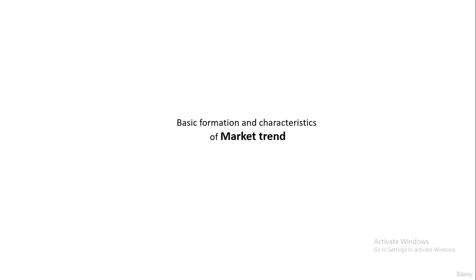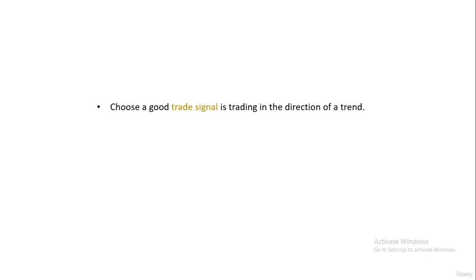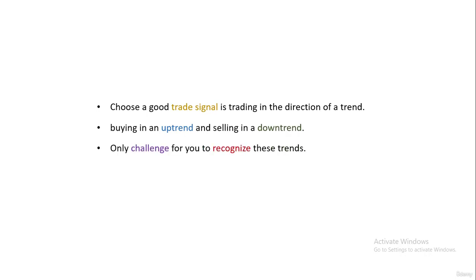Trend analysis is an important area of technical analysis. It also determines the overall direction of a security. The simplest way to choose a good trade signal is trading in the direction of a trend, buying in an uptrend and selling in a downtrend. The only challenge for you is to recognize this trend. You will learn how to find trends and when to enter and exit them to get profit. Are you ready to learn?